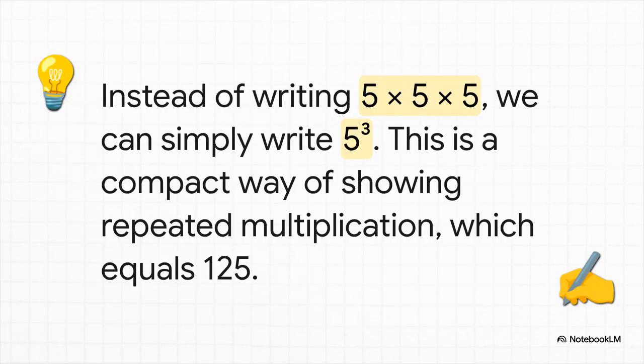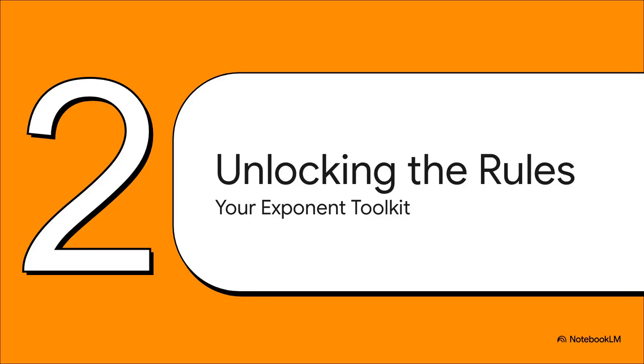Let's look at a super simple example. Instead of writing out 5 times 5 times 5, we can just write 5 to the power of 3, or sometimes you'll hear 5 cubed. The base is 5, the exponent is 3. It's just a compact way of saying multiply 5 by itself 3 times, which, of course, gets us 125. So much cleaner, right?